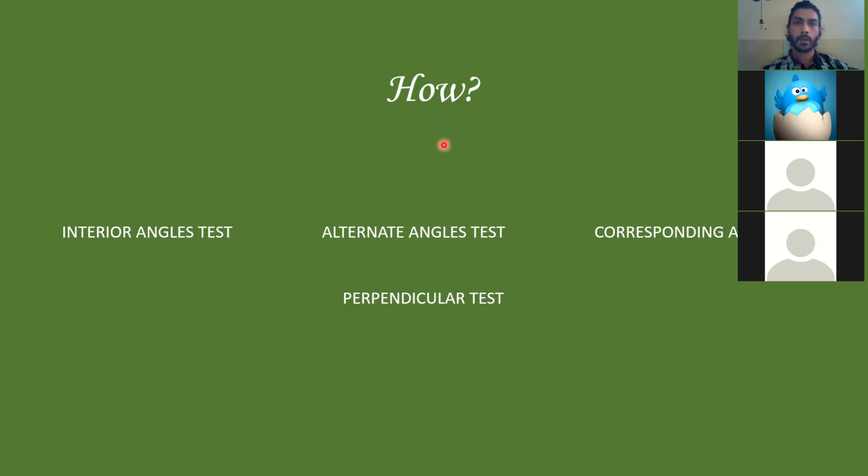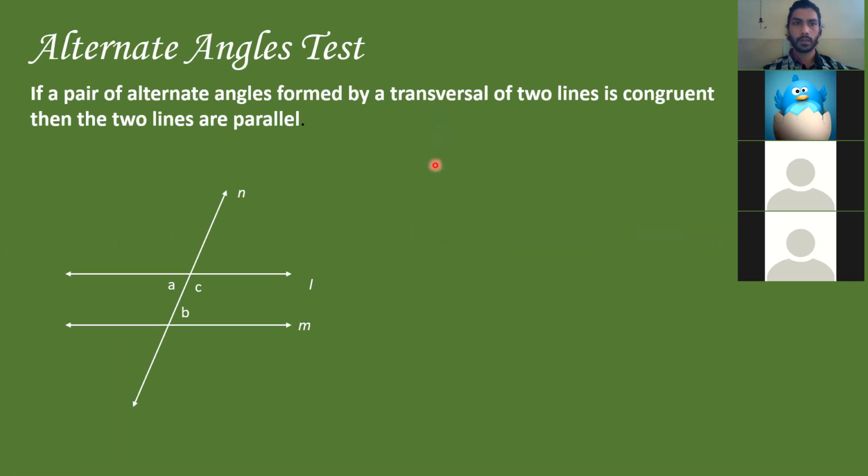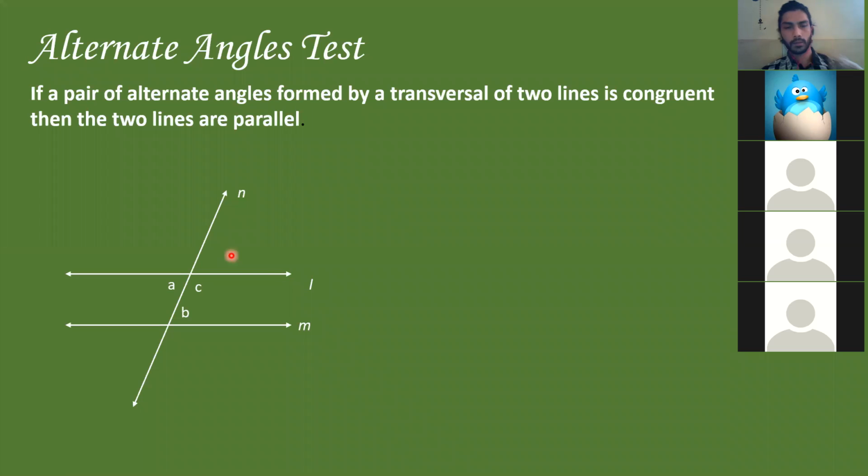Okay. So the first one is the alternate angles test. I'm going to request someone to come off mute and read what's written on the screen. Can I, Bhaiya? Yeah, Piyush, go ahead. If a pair of alternate angles formed by a transversal of 2 lines is congruent, then the 2 lines are parallel. Thank you so much, Piyush.